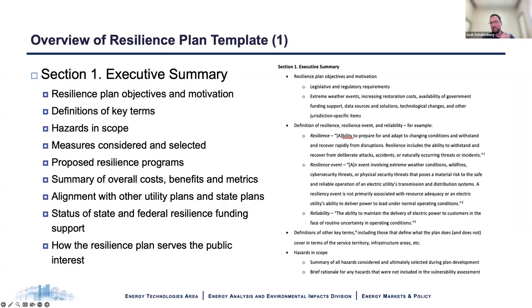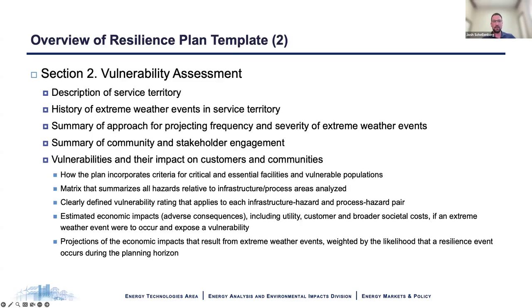And then as you can see in that Word document, which is shown here on the right, it's broken out by the executive summary, and it just gives you that template of what you can fill in if you're going to be developing a resilience plan or reviewing a resilience plan from the utility and want to make sure they check off a lot of these key areas of things that need to be included. So the executive summary gives you that sense of what are the objectives, the hazards, and what are the proposed programs and costs, benefits, metrics, et cetera.